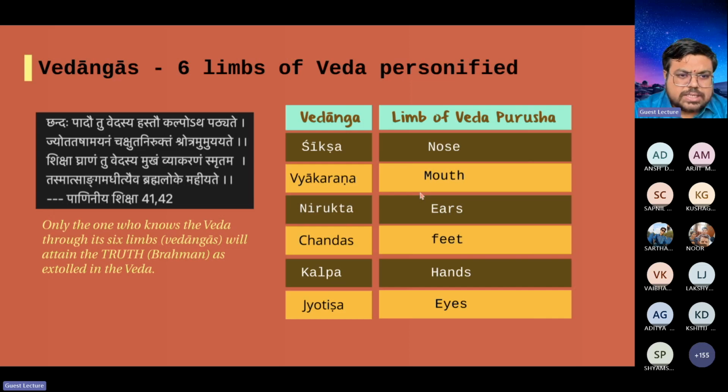So Panini says, only the one who knows the Veda through all of its 6 limbs, the Siksha, Vyakarana, Nirukta, Chandas, Kalpa, and Jyotisha, will attain the truth of Brahman, which is the subject of the Veda, as extolled in the Veda. So this is the basic introduction to the 6 Vedangas.